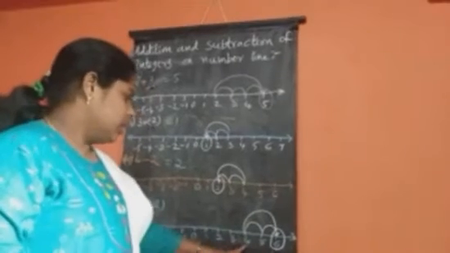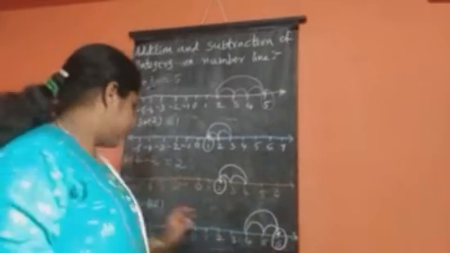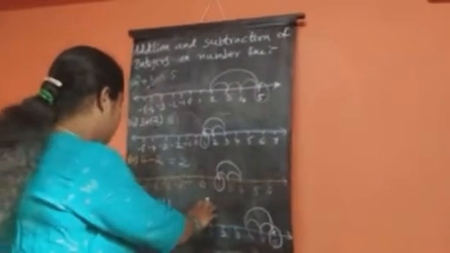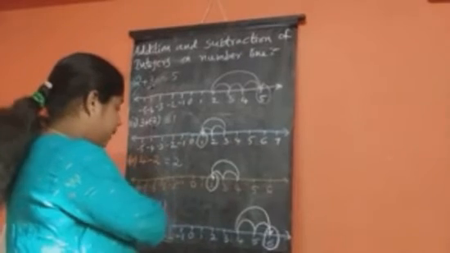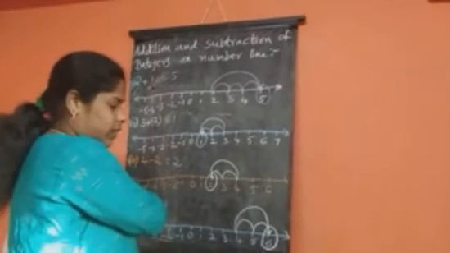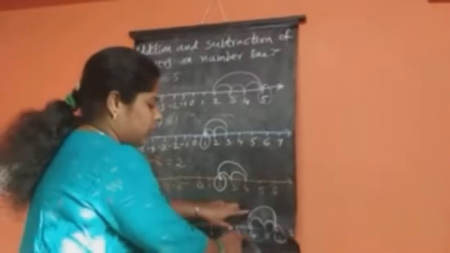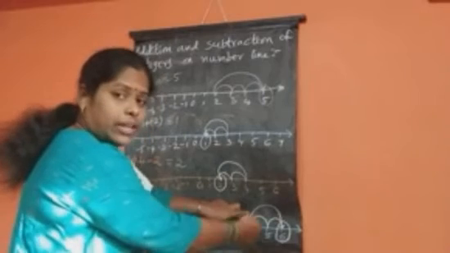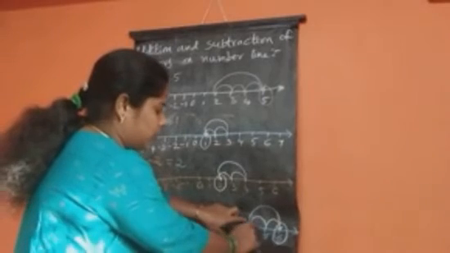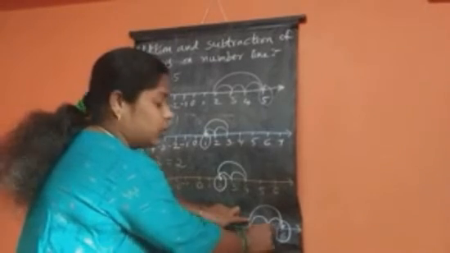That means forward, to the right of that number. Here, for 4 minus minus 2, we start from 4 and move right. That's why we started from 4. So from 4 we have to take 2 steps.